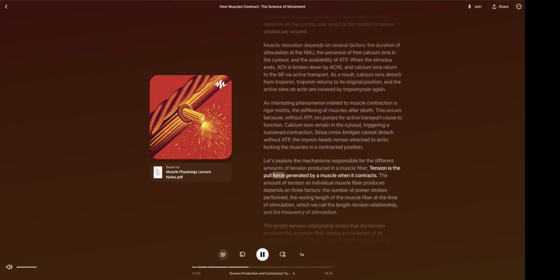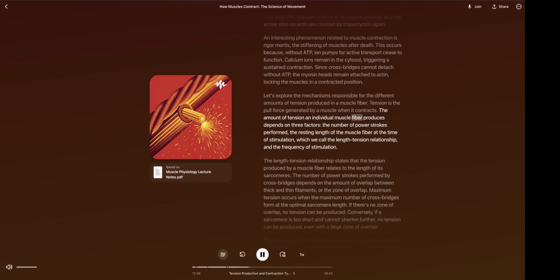Tension is the pull force generated by a muscle when it contracts. The amount of tension an individual muscle fiber produces depends on three factors: the number of power strokes performed, the resting length of the muscle fiber at the time of stimulation, which we call the length-tension relationship, and the frequency of stimulation. The length-tension relationship states that the tension produced by a muscle fiber relates to the length of its sarcomeres. The number of power strokes performed by cross bridges depends on the amount of overlap between thick and thin filaments, or the zone of overlap.